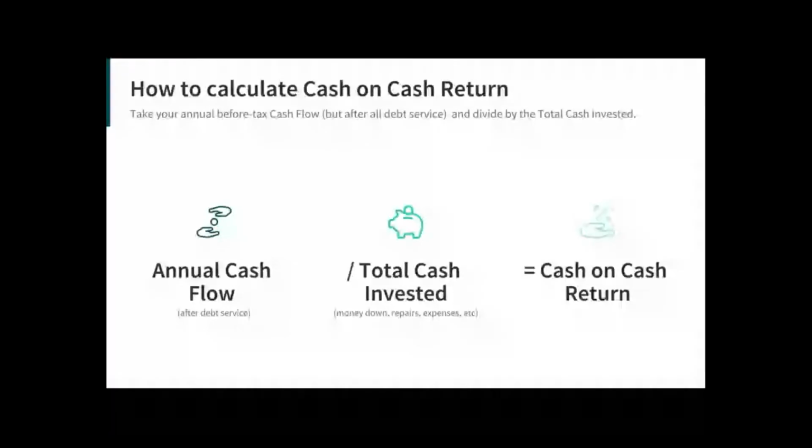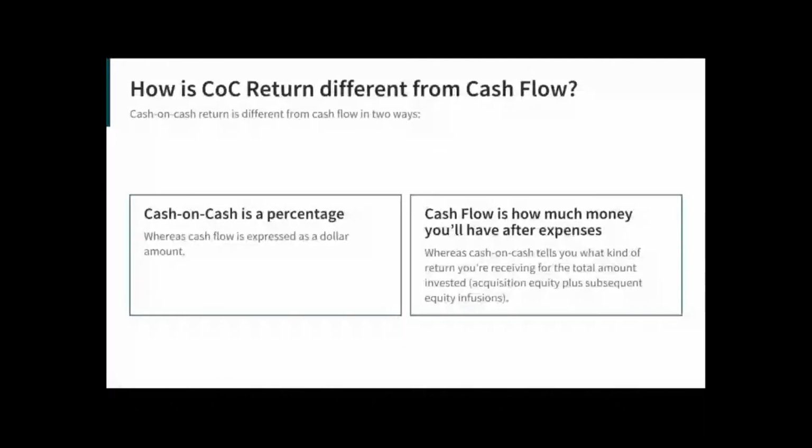initial cash input. So one question I get often is, how is cash on cash return different from cash flow? And it really boils down to 2 specific ways. The first is cash on cash return is expressed as a percentage, while cash flow, as you just saw, is expressed as an amount. And number 2, cash flow shows you how much money you'll have available at the end of the day to deposit in your bank account after all expenses. Whereas cash on cash return tells you what kind of return you're receiving for the total amount you invested in that property. And that includes acquisition equity, plus any additional money that you put into the deal.